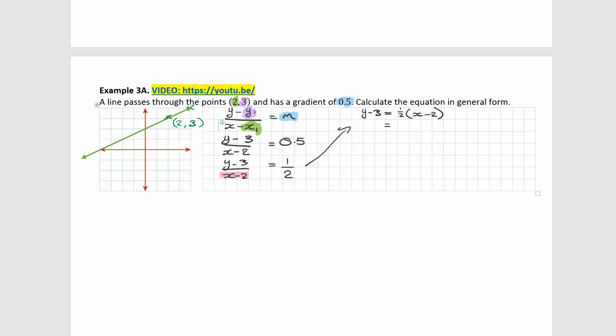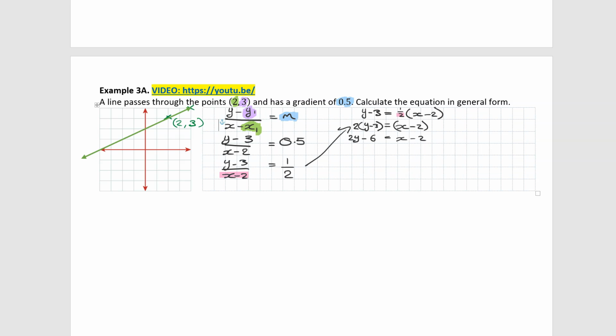Now it looks all well and good, but I don't like this fraction here. I don't like that 2 on the bottom. So what I'm going to do is multiply both sides by 2. This will give me 2 times y take 3, equals x take 2. Now expanding out the bracket, we get 2y minus 6 equals x take 2.